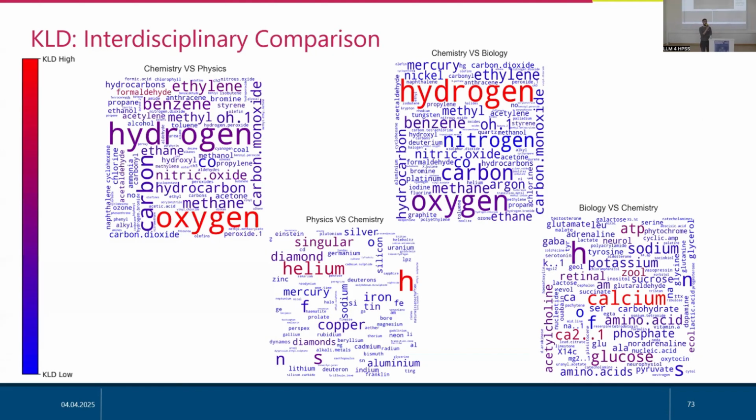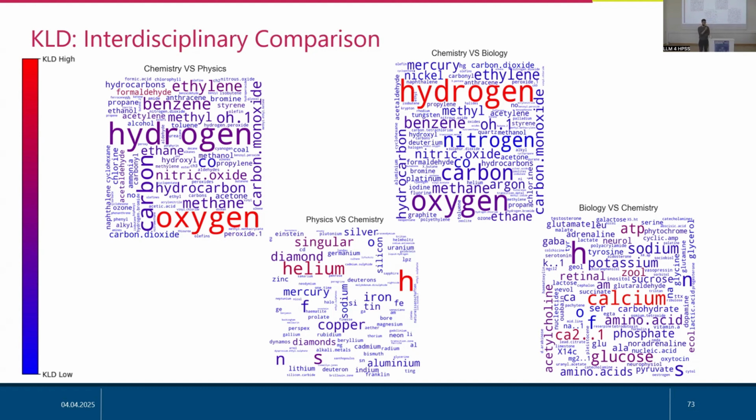And we also confirmed these results with our pairwise comparison. So, for example, if we look at chemistry and biology in the second half of the 20th century, that's what these word clouds represent. We see again more substances in the biology word cloud, more substances related to biochemical processes in living organisms, while in chemistry we see substances related to the field of organic chemistry, like, for example, hydrocarbons, benzene, and so on.